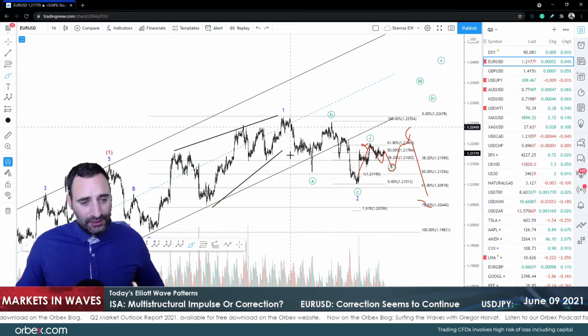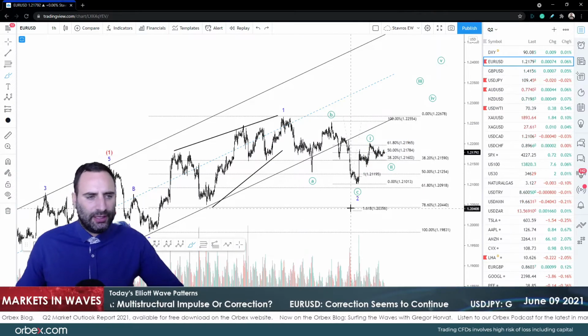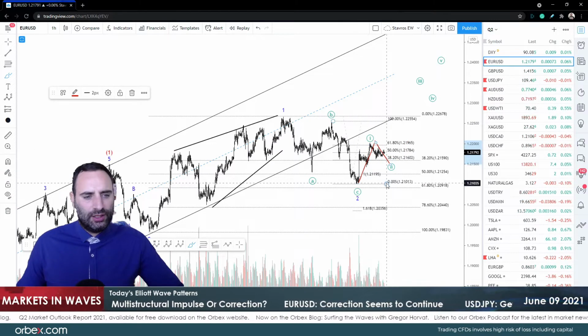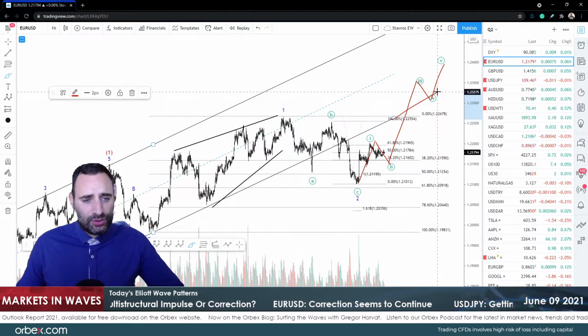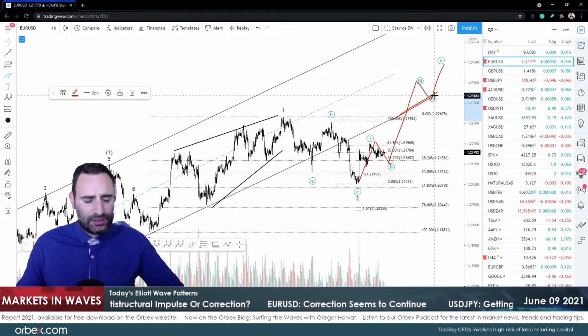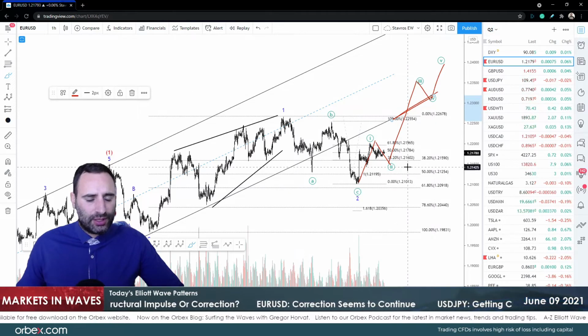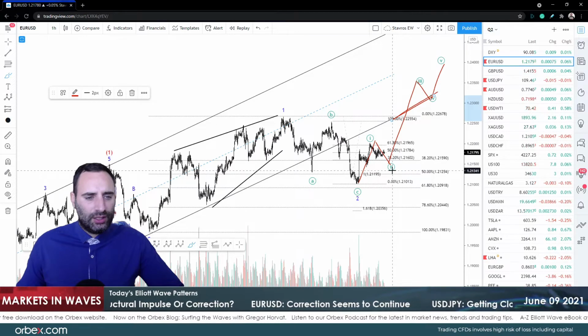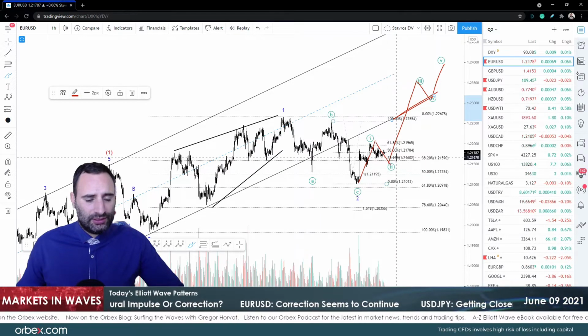That is, of course, the alternative scenario, guys, because for the main scenario, you can see my labeling here. This is wave 1, this is wave 2, and we're going to get 3, 4, and 5. I want to get back in within this channel, guys. If we don't get back within this channel, then of course the alternative scenario chances are going to increase. What else is going to increase the alternative scenario chances?